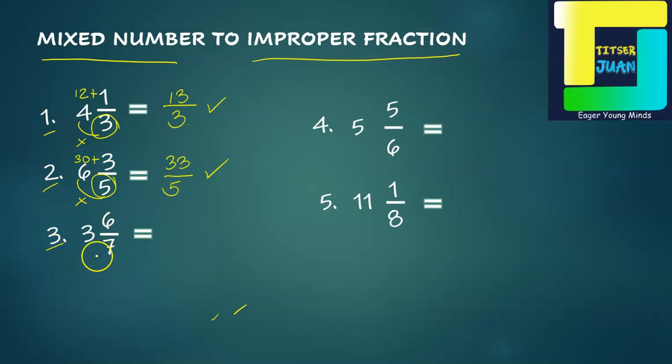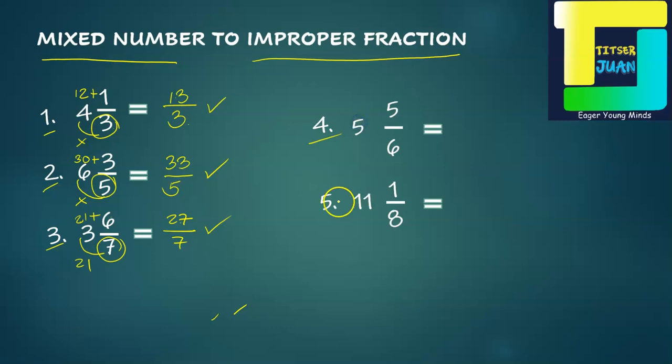Number 3 na agad tayo. Di ba napakadali lang? Same process, multiply the whole number and the denominator. So that is 3 times 7 and that is 21. Pagkatapos, 21 yan, idagdag natin yan dito sa numerator na 6. Okay, so that is 21 plus 6 and that is 27. Pagkatapos, kuha mo na ang numerator, kopyahin na lang natin ang denominator sa baba. So the answer now is 27 over 7.